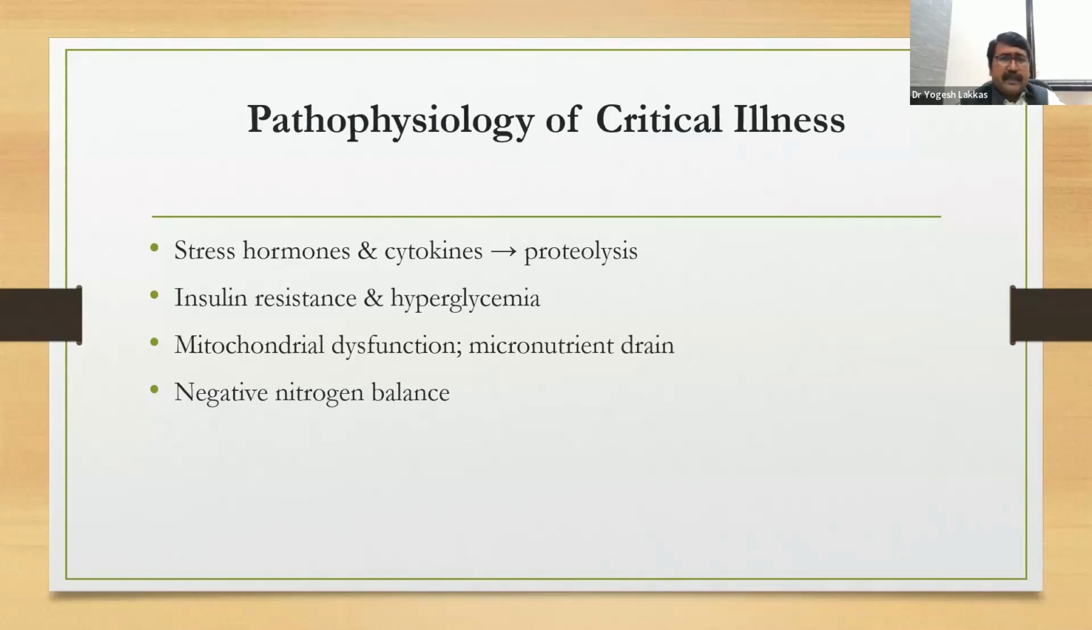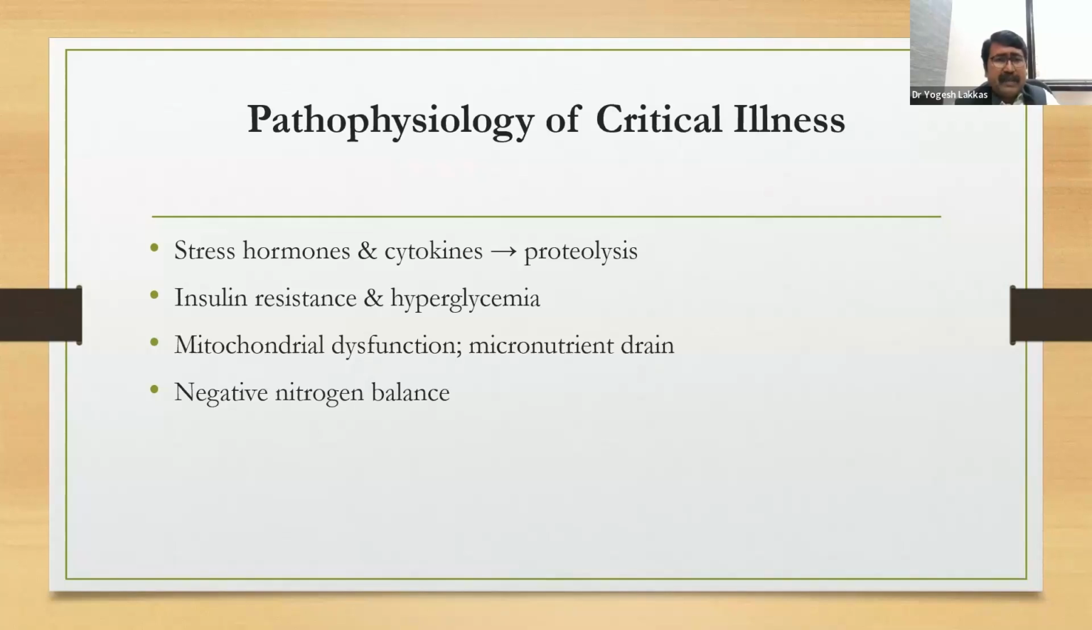Then pathophysiology of critical illness: stress hormones and cytokines play a role, and enormous proteolysis happens there. That's why protein nutrition will matter a lot. Then insulin resistance and hyperglycemia can be there, and you'll be managing that hyperglycemia in the ICU tightly. Mitochondrial dysfunction and micronutrient drain may happen, and then you will be planning so that refeeding syndrome or some complications of the nutrition will not happen. That will be seen in the next slides.